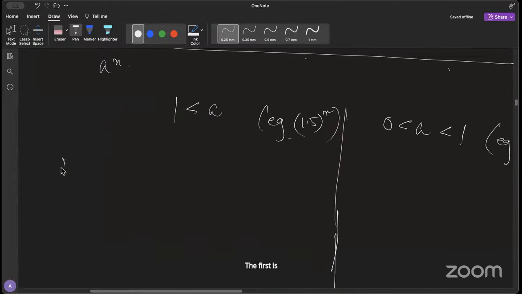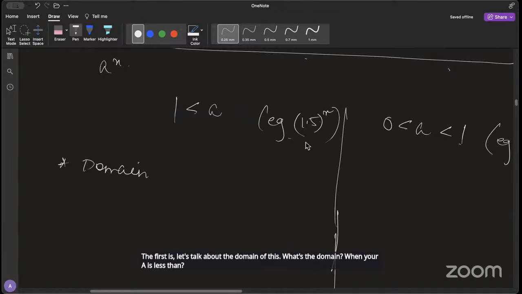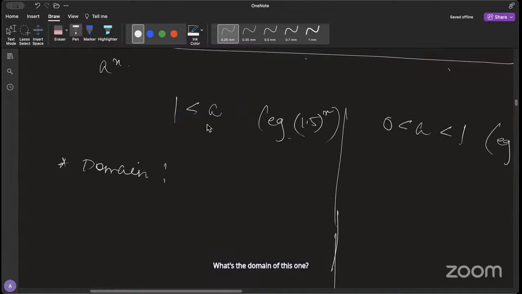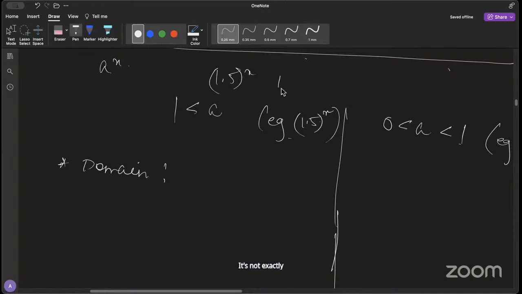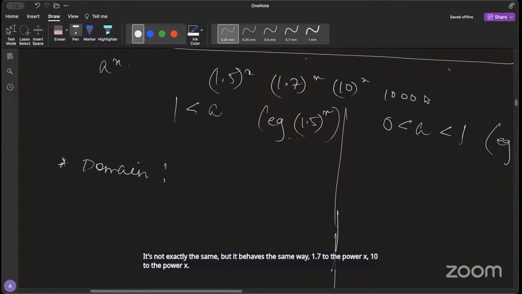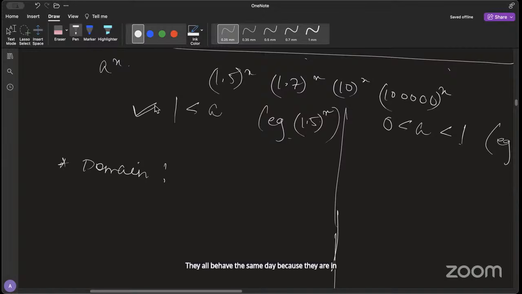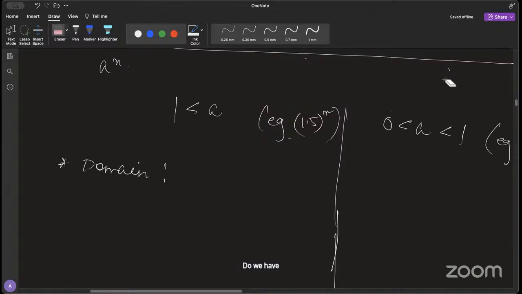So first, let's talk about the domain of this. What's the domain of this one? When a is greater than 1, your entire a to the power x function behaves the same way. That means your function 1.5 to the power x behaves the same way as, it's not exactly the same, but it behaves the same way, 1.7 to the power x, 10 to the power x. They all behave the same way because they are in this category, right? Does anyone have a doubt?